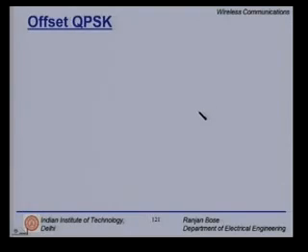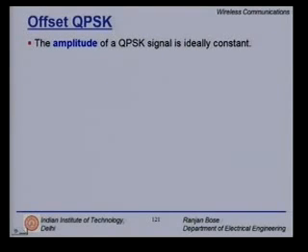Now, let us look at one variant of QPSK. It is called the offset QPSK. Why do we need it? The amplitude of a QPSK signal is ideally constant, because if you look at the constellation diagram, all the 4 points are located on a circle. So, they are equidistant from the origin, and the distance from the circle gives you an idea about the amplitude.